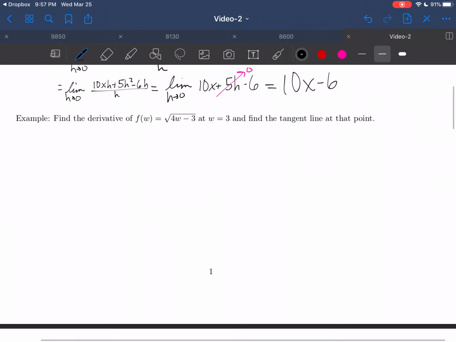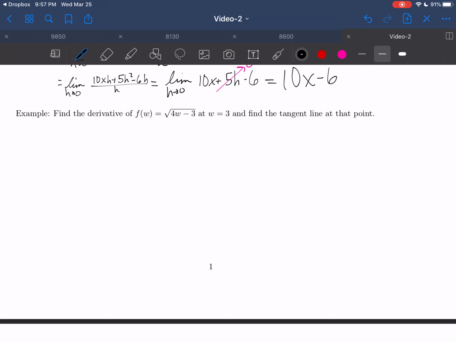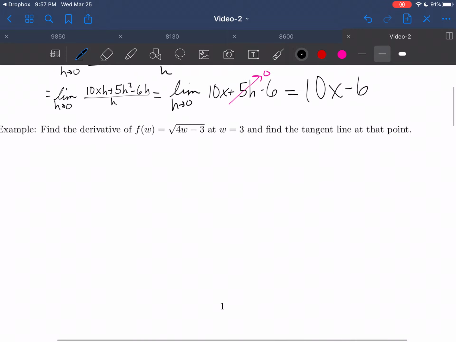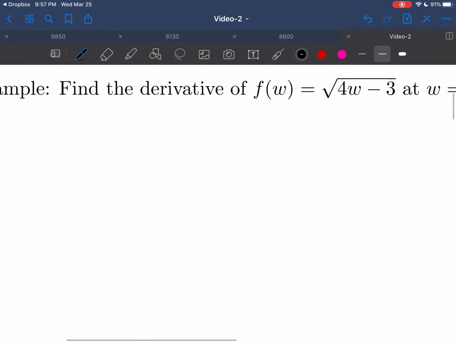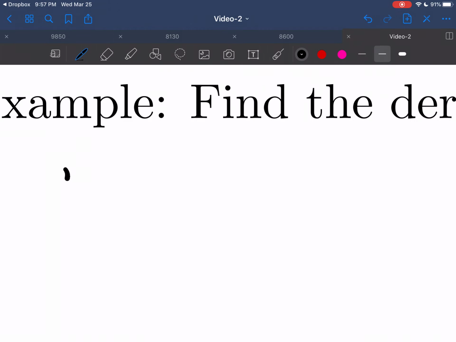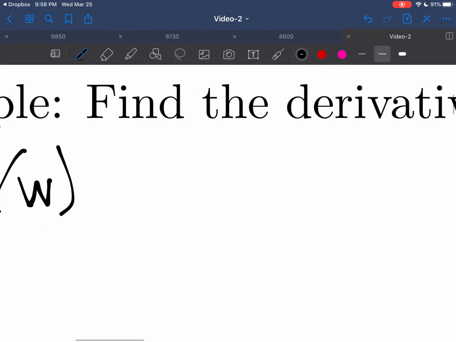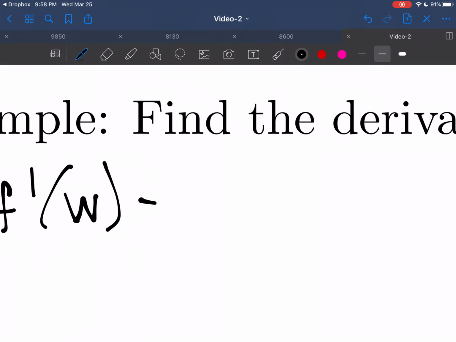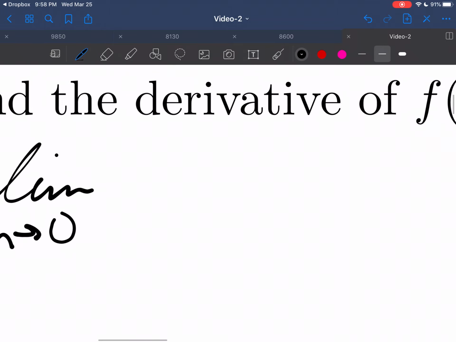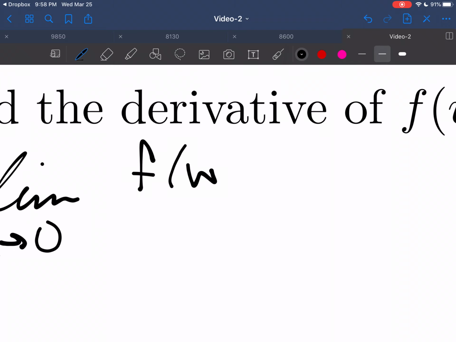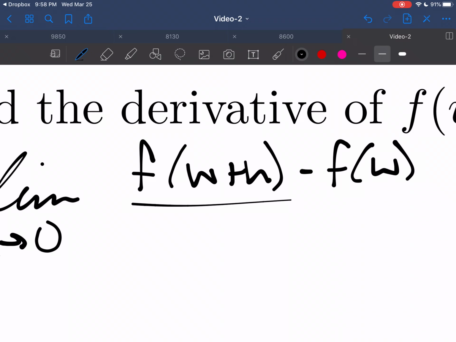All right, we can also use the limit definition and find the derivative of our function f of w. So we're looking for f prime of w in this case. It's whatever variable is in the function. So the limit is h approaches 0 of f of w plus h minus f of w divided by h.